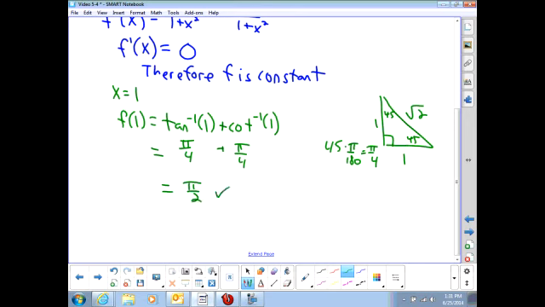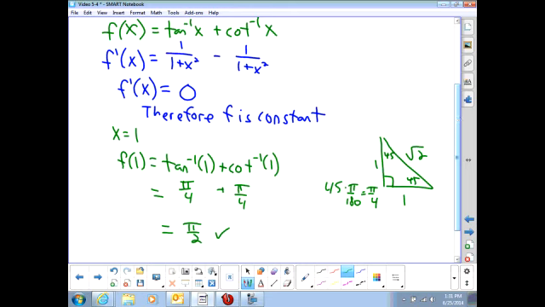And again, we could have plugged in any value if we had wanted. The reason being because we showed that it must be a constant. So therefore, whatever we plug in, we should have gotten pi over 2 back.